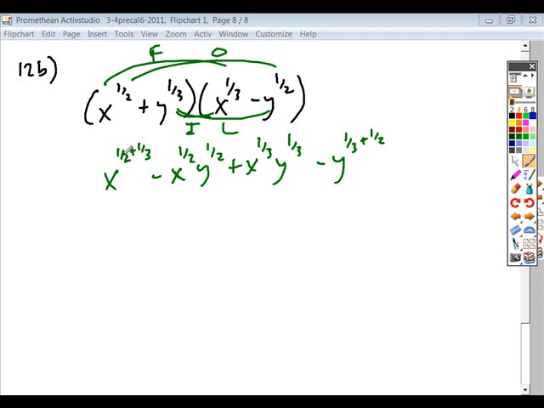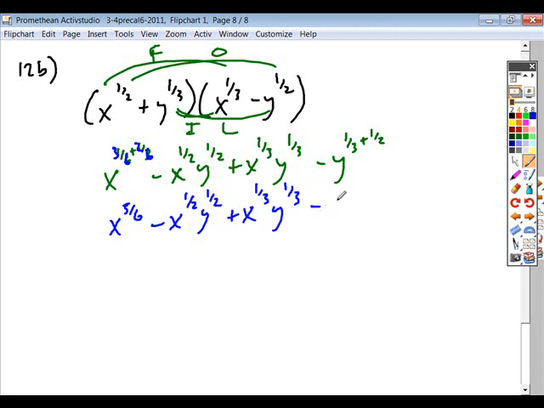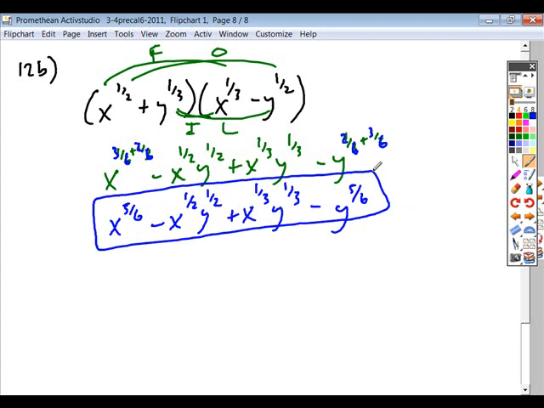Once again, finding the LCD between 2 and 3 is a 6. So 1/2 is 3/6. 1/3 is 2/6. So we get a total of x to the 5/6. And here, I'll go through some alternate forms of these two middle products, but you can just leave them individually here. And then this last product, do the same thing, combine them, 2/6 and 3/6, gives you a total of 5/6. So here's probably the way that I entered it online.